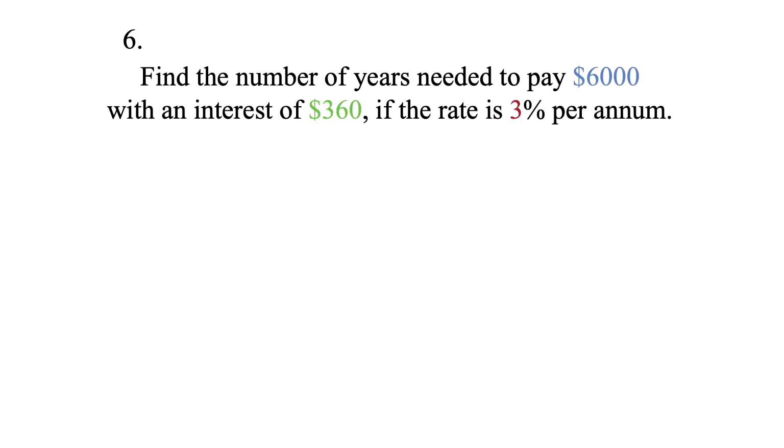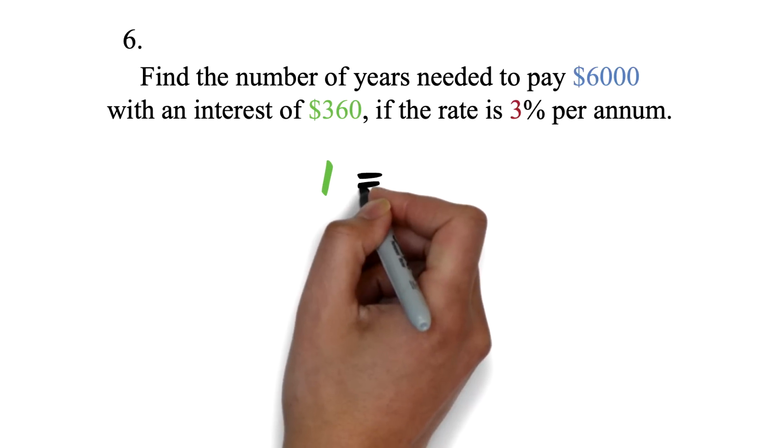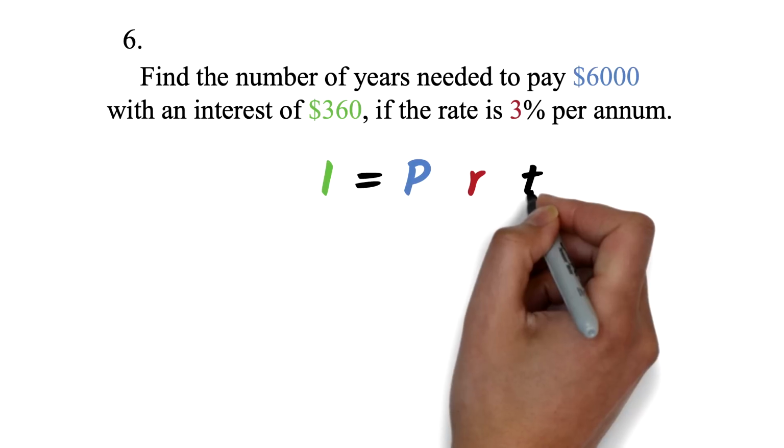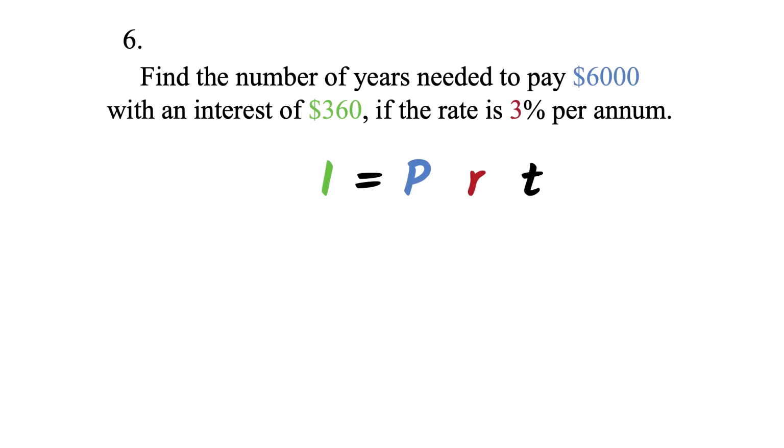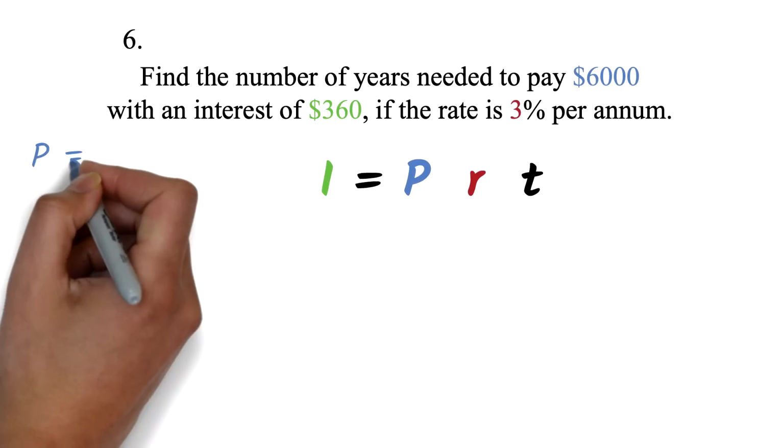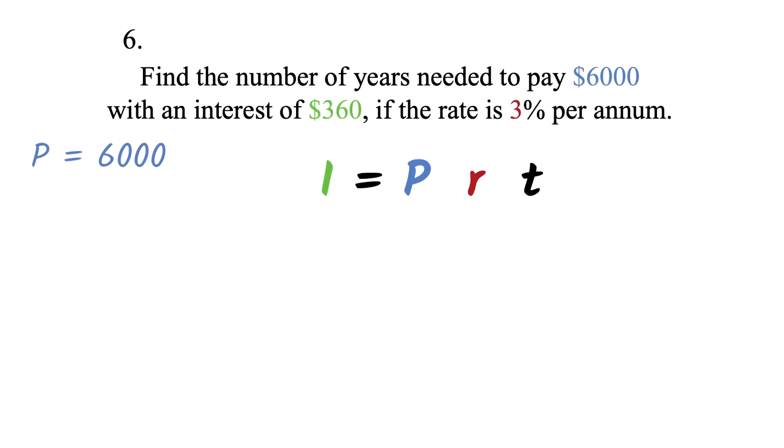Question 6. Find the number of years needed to pay $6,000 with an interest of $360 if the interest rate is 3% per annum. For every formula you are given, you can be asked to find any of the values in that formula. You can be asked to find the rate, principal, interest, or time. Here, we are supposed to find time. We know our principal is $6,000. Our interest is $360. And our rate is 0.03. We divided the 3 by 100 to get the decimal form of 3%.